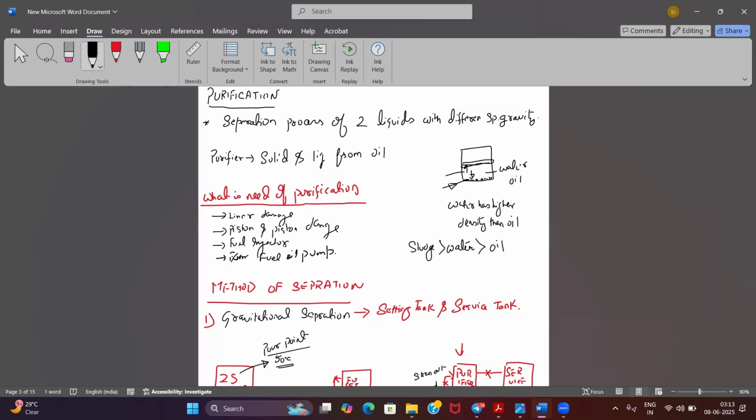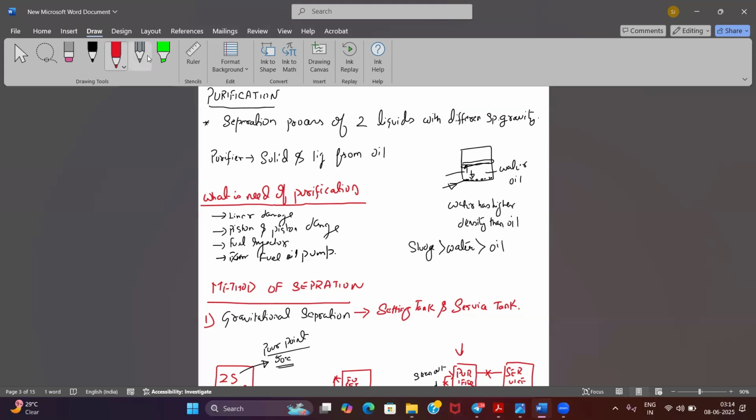Purifiers work on this principle itself, that they are used to separate liquids with different specific gravities. Now, why do we need this purification on board the ship? We know that the oil that we are getting, HFO, heavy fuel oil, is very dirty oil. It has a lot of water content, a lot of solid debris, and a lot of cat fines in it. So purifiers will remove all those parts and make the oil cleaner, so that damage does not happen to the components of the engine.